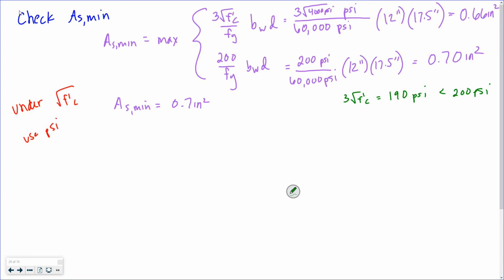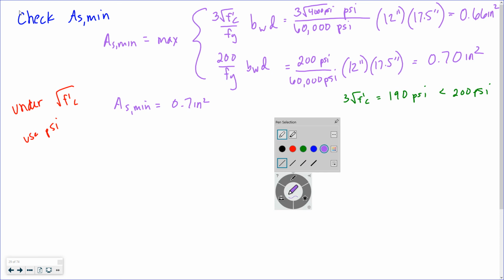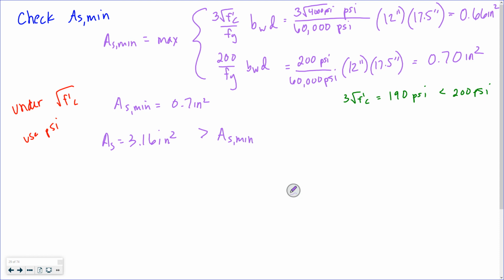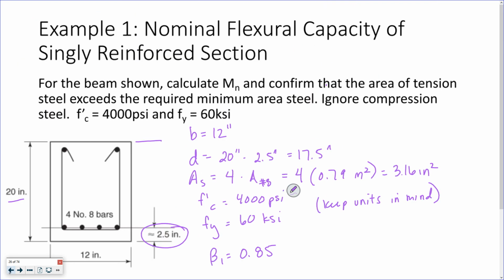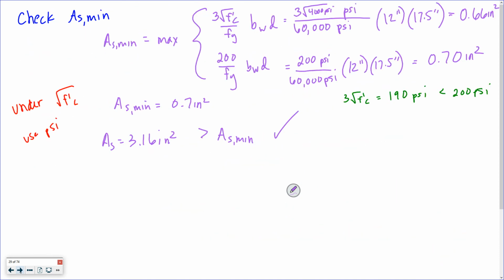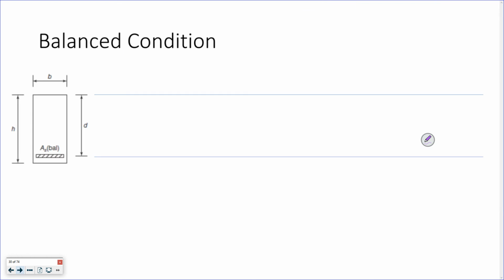So let's see, my As is 3.16 inches squared, greater than my minimum. All right. Right, As was right here, my 4 number 8s. I have one more blank.